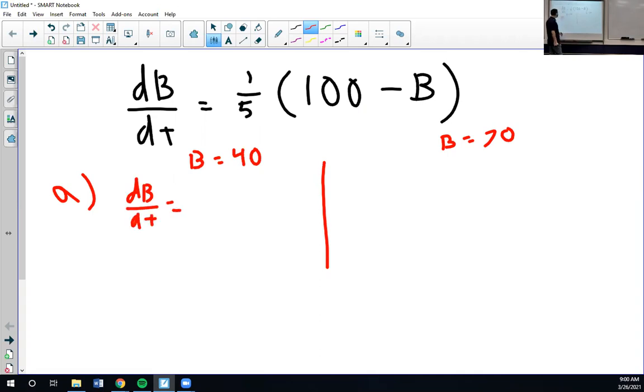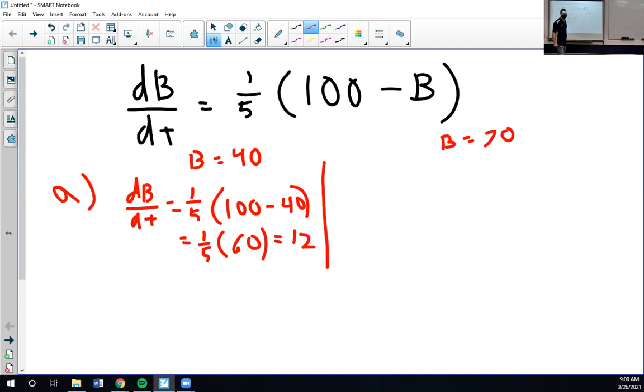dB/dt equals 1/5 times 100 minus 40. 100 minus 40 is going to be 60, and 1/5 of 60 is 12. So our rate that we are gaining weight when we weigh 40 pounds is 12.